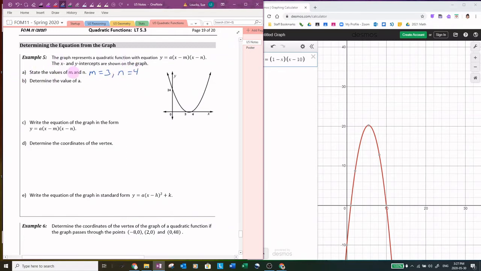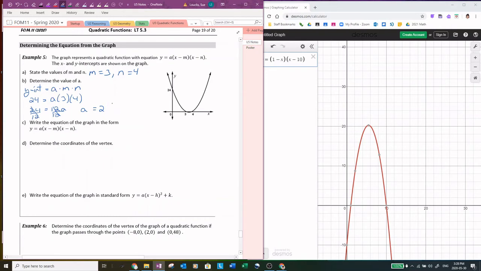All right, find the value of a. Well, we know that the y-intercept equals a times m times n. And we know that the y-intercept is 24, so we can plug all those numbers in. So this is 24 equals a times 3 times 4. So 24 equals 12a. Divide that side by 12, divide that side by 12. We get a equals 2. Does that make sense? It opens up. Good enough. Meets the one criterion that we can check really quickly.